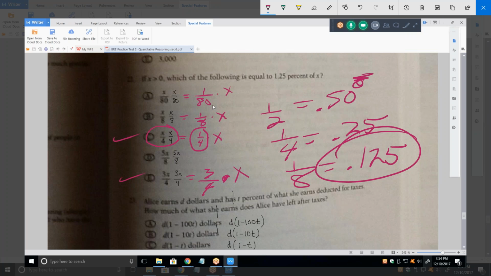In other words, the problem here is really how to convert this. It's twofold. You have to know that X over 80 is the same as 1/80th times X. And that's what this means. When it says it's equal to, percent of means multiplication in word problems. So it's equal to 1.25% times X. And that is the only answer that is 1.25% times X. Okay.